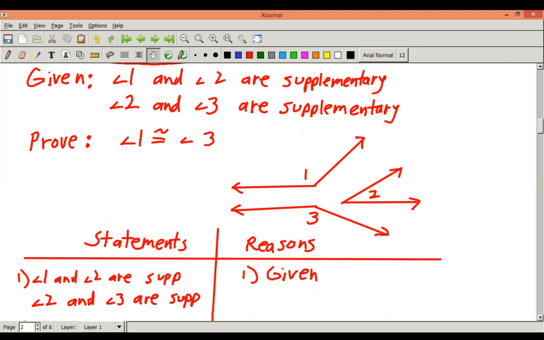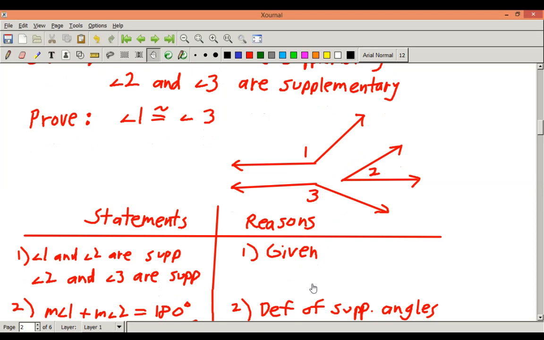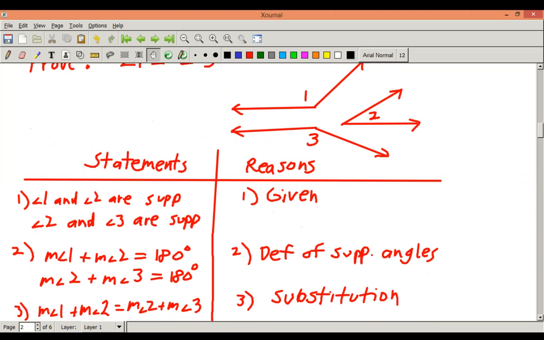So we know that we're given angles 1 and 2 are supplementary and angles 2 and 3 are supplementary. So we just write across from that, given. The reason is given. Now look at statement number 2. We're saying the measure of angle 1 plus the measure of angle 2 is 180. That comes directly from statement number 1, knowing that they're supplementary.